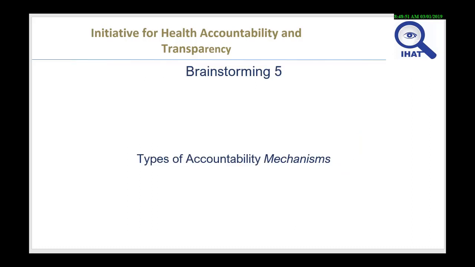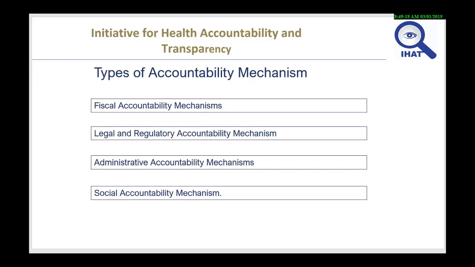What processes are available to enhance accountability? That is, what are the types of accountability mechanisms? We are looking at the types of accountability mechanisms, and we'll focus on four of them: the fiscal accountability mechanisms, the legal and regulatory accountability mechanisms, administrative accountability mechanisms, and, not the least, the social accountability mechanism.